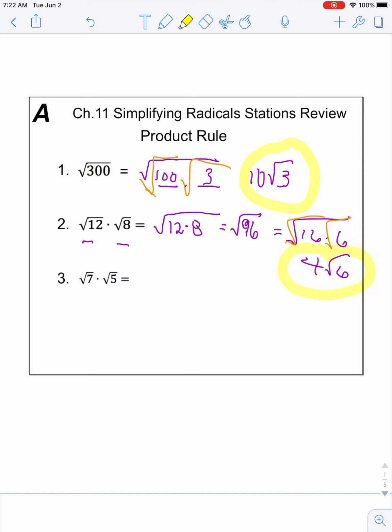Once you get to that point of simplifying, always check to see what's under the radical and make sure there are no more perfect squares that go in there. And then this last one is pretty simple. When we put them back together under the same radical, we just get the square root of 35, which I'm pretty sure you can do in your head. There are no perfect squares that go into 35, so that one is simplified.